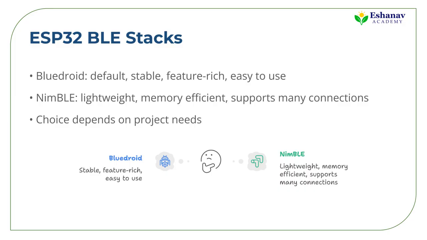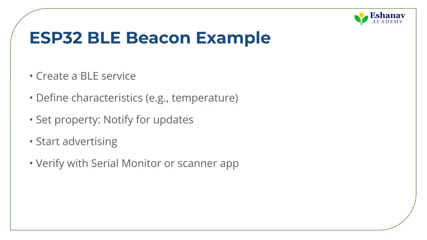For example, if you're building a network aggregator that listens to dozens of BLE beacons, Nimble will perform more efficiently. Choosing the right stack depends on your goals. BlueDroid is great for learning and small-scale projects, while Nimble shines in production environments and large IoT networks where scalability and efficiency matter. Let's look at how the ESP32 can be configured as a BLE beacon.